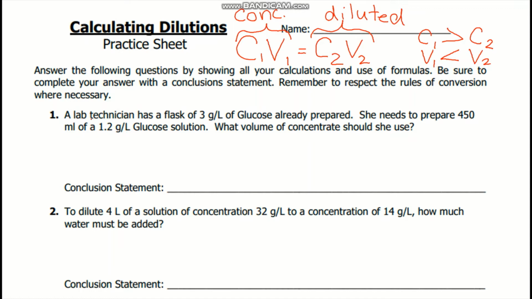So a lab technician has a flask of 3 grams per liter of glucose solution already prepared. She needs to prepare 450 milliliters of a 1.2 grams per liter glucose solution. What volume of concentrate should she use?